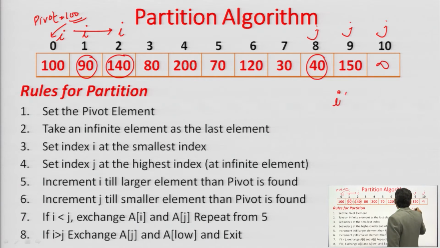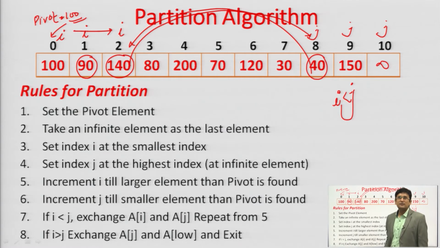In case i is less than j, it means i is behind j, we will exchange the ith and the jth element. So, what is the anticipation in exchanging the ith and the jth element? The jth element is smaller and the ith element is larger. The larger element should come on the right and the smaller element should come on the left. So, that is why we are exchanging the ith and the jth element. In case i is less than j, we will exchange a[i] and a[j] in the anticipation that the smaller element should come on the left and the larger element should go on the right.